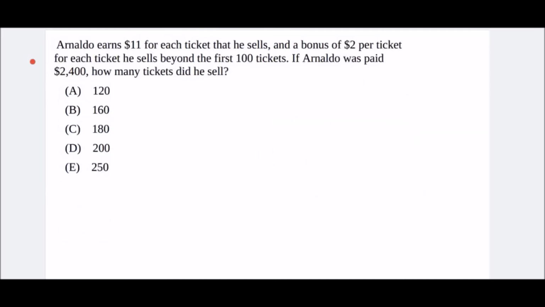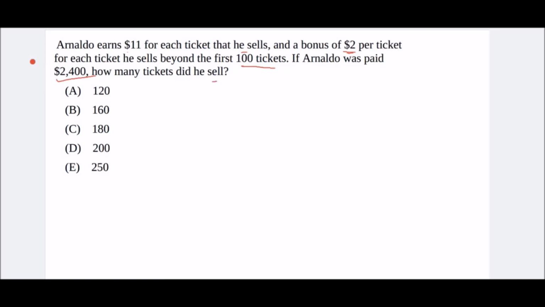Our next question is Ronaldo earns $11 for each ticket that he sells and a bonus of $2 per ticket for each ticket he sells beyond the first 100 tickets. For more than 100 tickets he earns bonus of $2, okay, per ticket. If Ronaldo was paid $2,400, how many tickets did he sell? So now analyze the question.